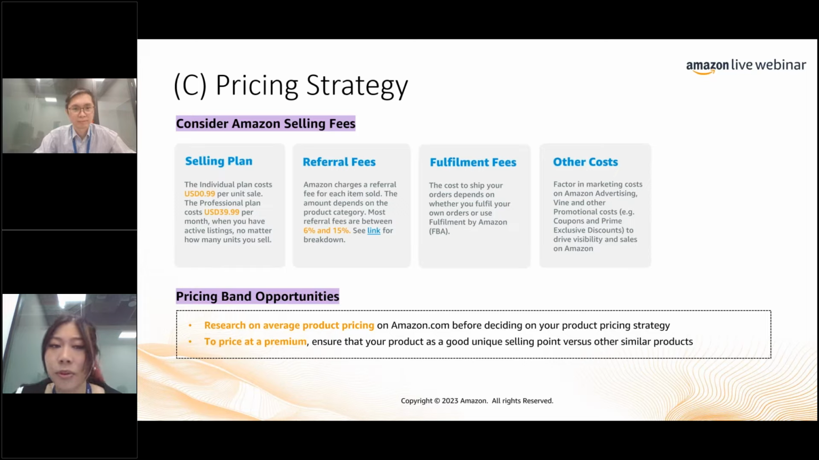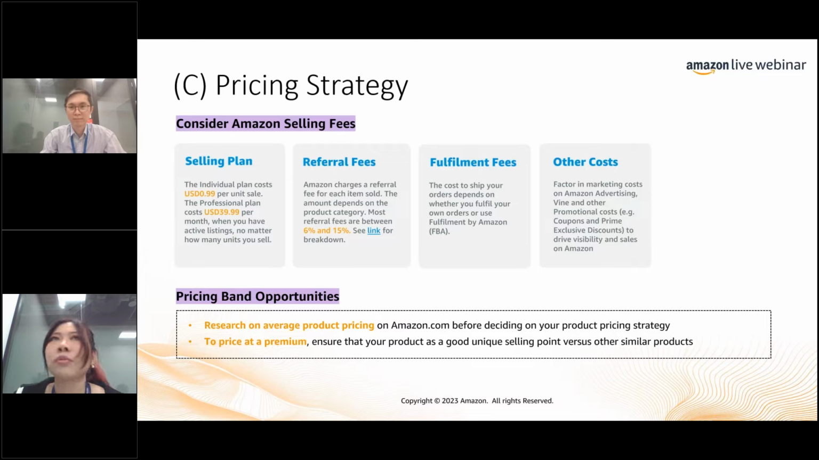The second one will be referral fee. So how much you have to pay Amazon for every item sold. So typically it will be between, actually I would say 8 to 15%. Usually that's the usual range. So depending on the category that you are selling in, the referral fee will be different. The third one will be fulfillment fee.